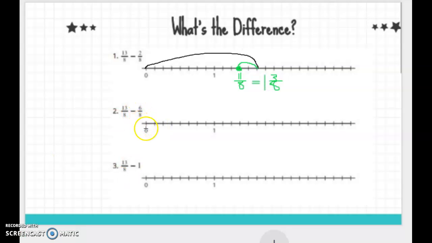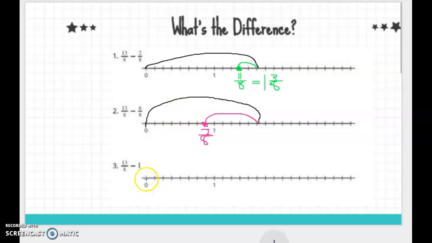They want us to go all the way to 13 eighths again. And then go back 6 eighths. So 1, 2, 3, 4, 5, 6 eighths. So now that would be at 1 eighth, 2 eighths, 3 eighths, 4 eighths, 5 eighths, 6 eighths, 7 eighths. And you can't write 7 eighths any other way because it's under a whole.